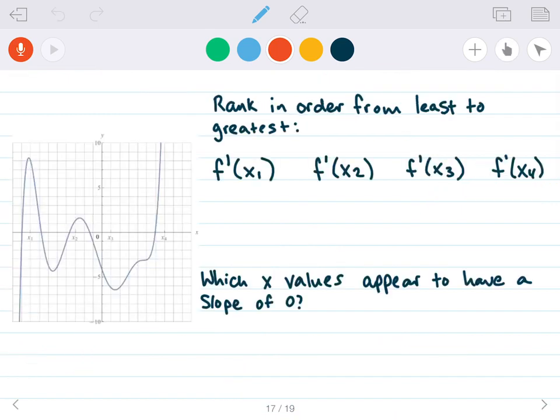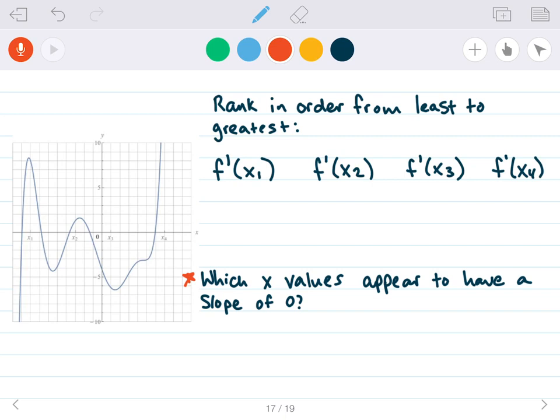Okay, so now we have this question, rank in order from least to greatest f prime of x1, f prime of x2, and so forth until x4. And then they say which x values appear to have a slope of 0. So let's go ahead and rank these first. Okay, so remember, f prime means the derivative. The derivative means the slope of the tangent line.